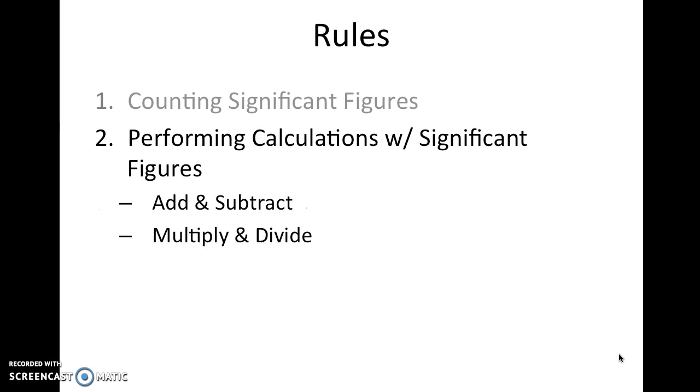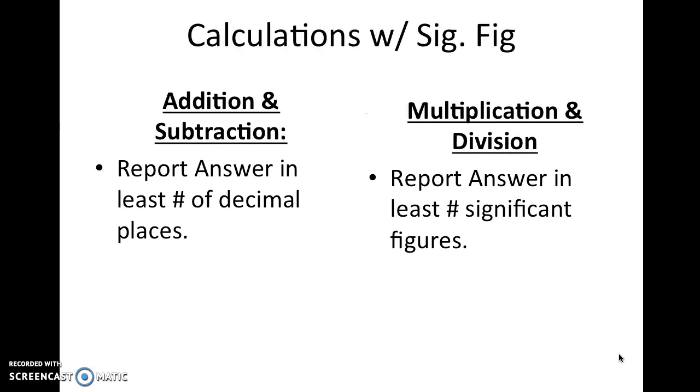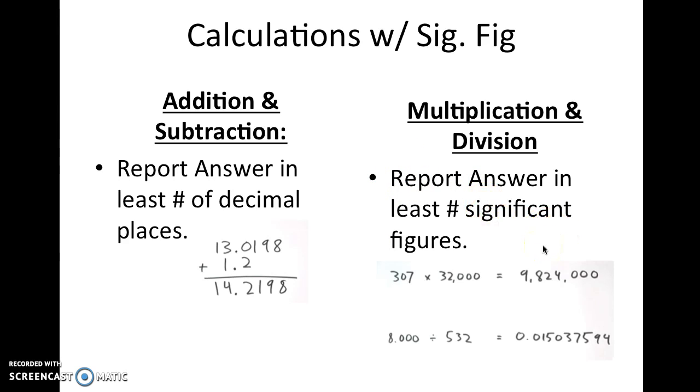All right, we went over counting. Last, we're going to go over performing calculations, starting with just going over the basic rules. When you're adding and subtracting, you're going to report your answer in the least number of decimal places, and we'll see an example of what that looks like. Multiplication and division is different. You report it in the least number of significant figures. So let's take a look at some examples here.